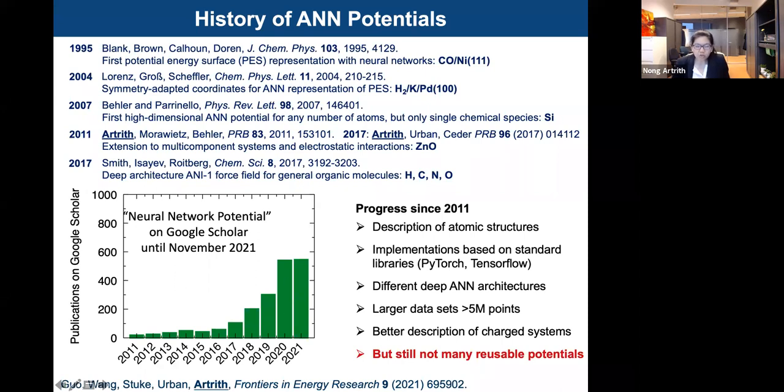But this is only showing neural network potentials in Google Scholar. If we look at more keywords from the last few years, like machine learning force fields or machine learning potentials, there are many, so you can see that the number of publications is really increasing, but still not many models can be used. This means the field still needs to continue to develop.